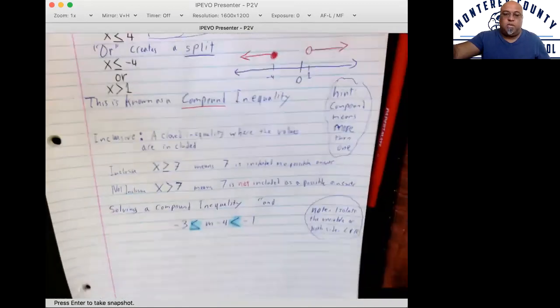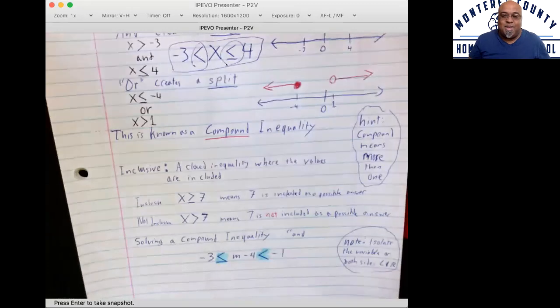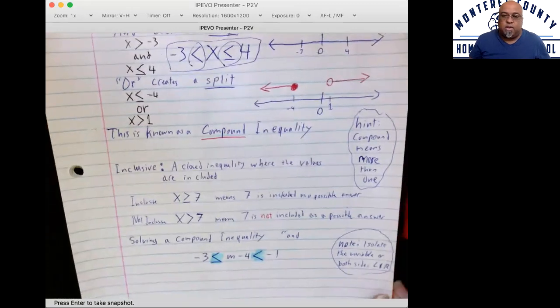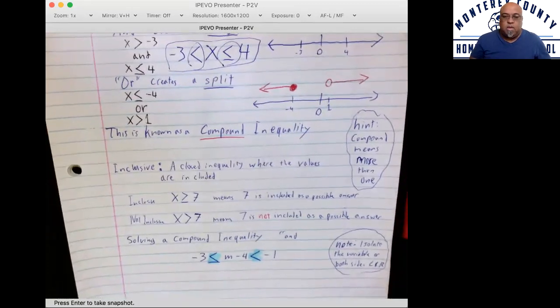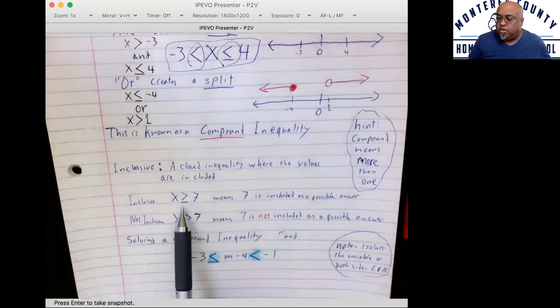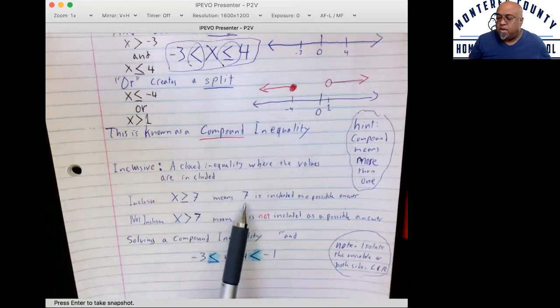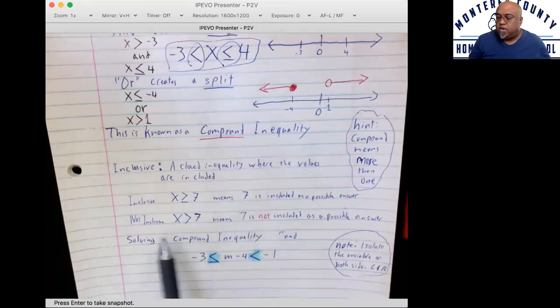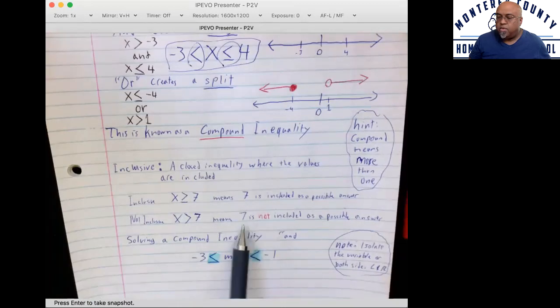Obviously, you'll have to email or text me if you do at this point, but let's go ahead and continue. Inclusive simply means that the answer is a closed inequality, and the closed inequality includes the number as part of the answer. An open inequality is not inclusive, and it just means that it does not include the number as part of the answer.